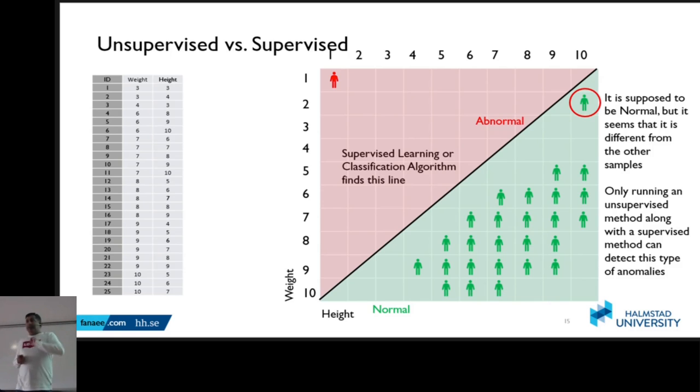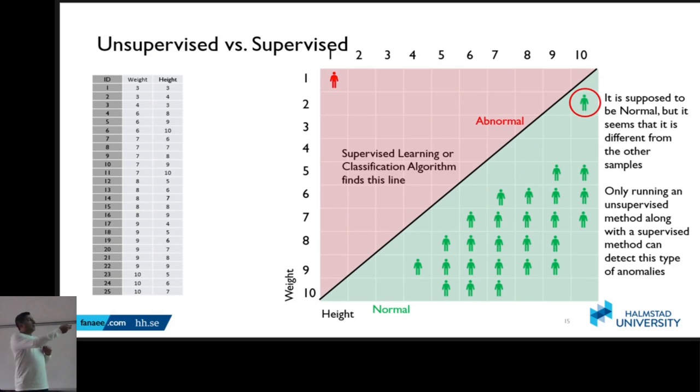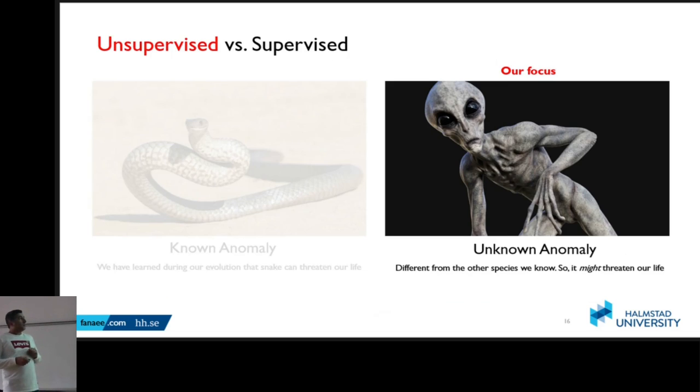So let's see an example. Let's say that your classifier separated the data points into two parts, red and green. And then we have this guy that is located here. Do you think this is a normal instance? It is not, right? Because it's different from others. So if you just apply supervised learning, you can't identify this kind of case. So you need to run unsupervised learning in addition to supervised learning. So our focus in this session is on unknown anomalies and unsupervised methods.